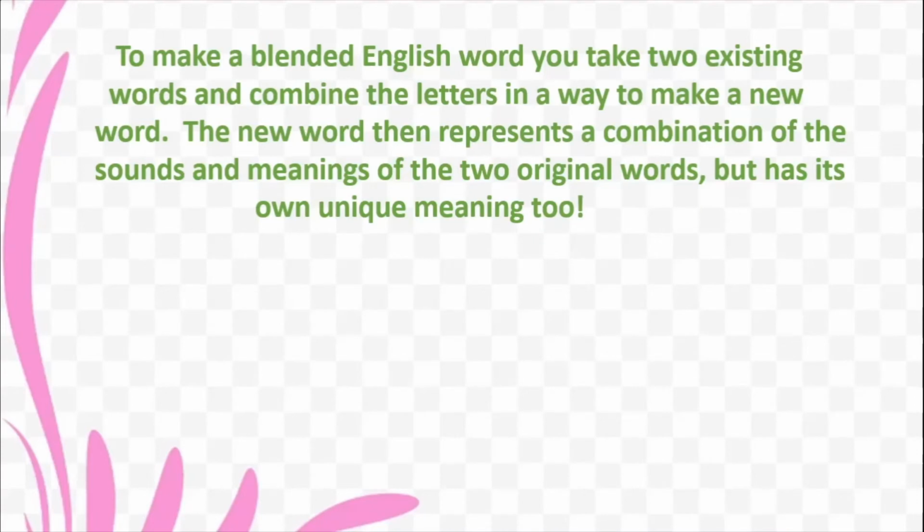So let us see how you make blended words in English. To make a blended English word, you take two existing words and you combine the letters in such a way to make a new word. So read it once again, try to see whether you're understanding it. You take two existing words and you combine the letters in a way to make a new word. The new word then represents the combination of the sounds and meanings of the two original words, but it has got a new meaning to it. Okay, so sometimes the sound may be the same, the meaning also might be the same, but it is a new word and the new word has its own meaning. Now the idea of blending is a little bit different from the common idea of compound words that we have seen.